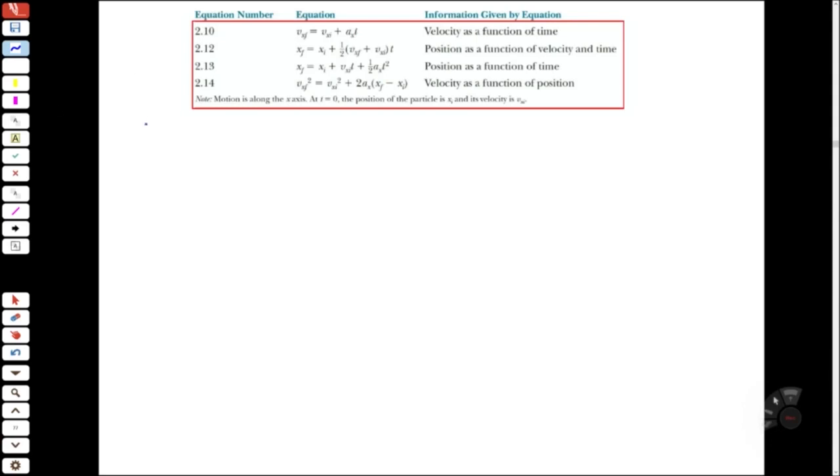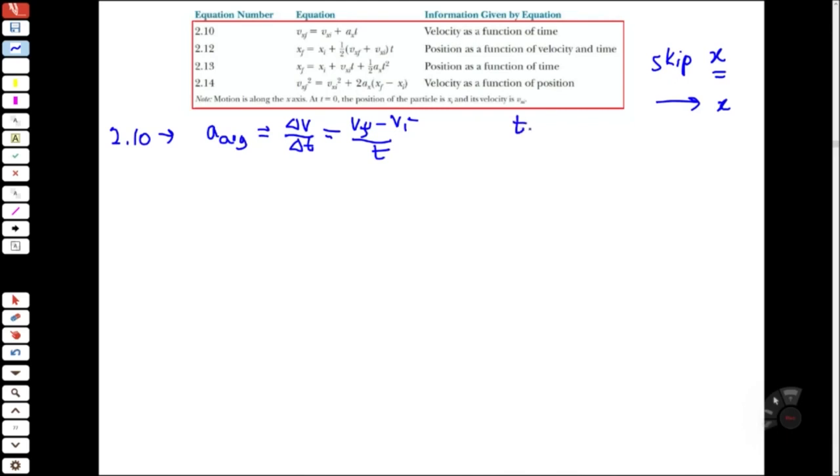So let's start with 2.10. We start from the definition. Let's skip the index x here because the dimension is only 1, so this is the x direction. So a average we define to be delta v over delta t, and delta v is v_f minus v initial over delta t. I'm going to take t initial to be always 0 and t final to be t.